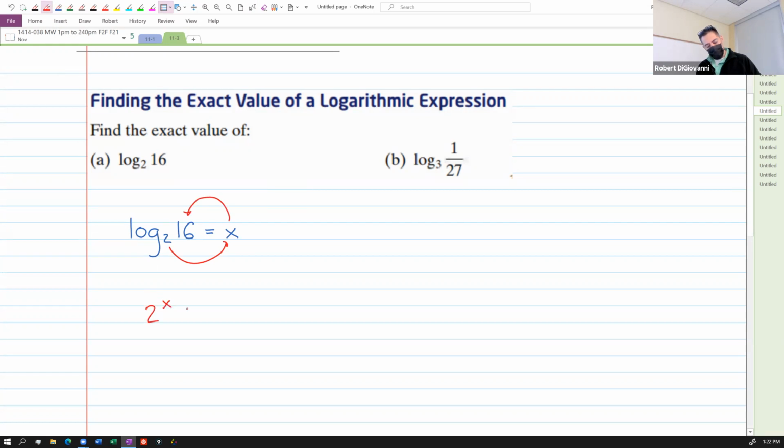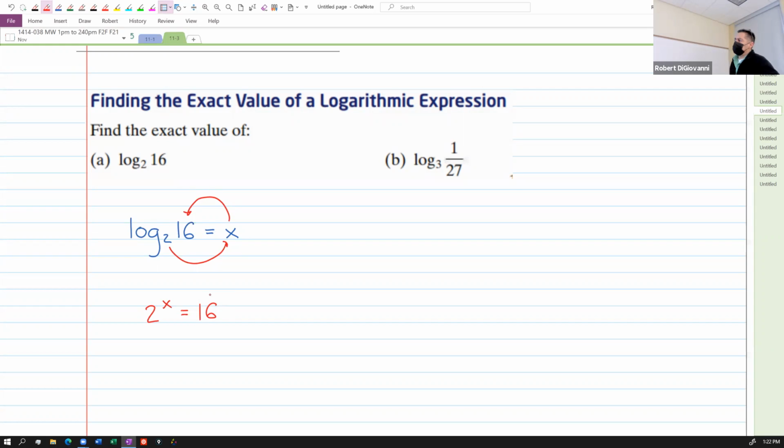2 raised to the x equals 16. Good. Now look at that equation. I realize that the x is up in the exponent. Okay, I realize that the x is up there. But can you tell me what power I raised 2 to in order to get 16? Like 2 to what power?